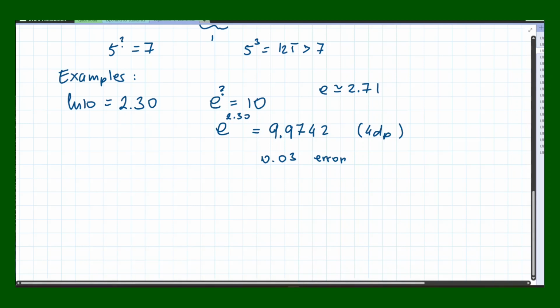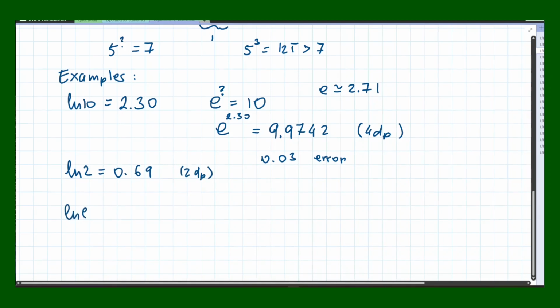Let's look at the next example. What is ln of 2? Well, again, I have to use the calculator. So I'm going to press the button ln. I'm going to put 2 behind it, close the bracket, and hit the equal sign. So ln of 2 is going to be 0.69. Again, I've done it to 2 decimal places.